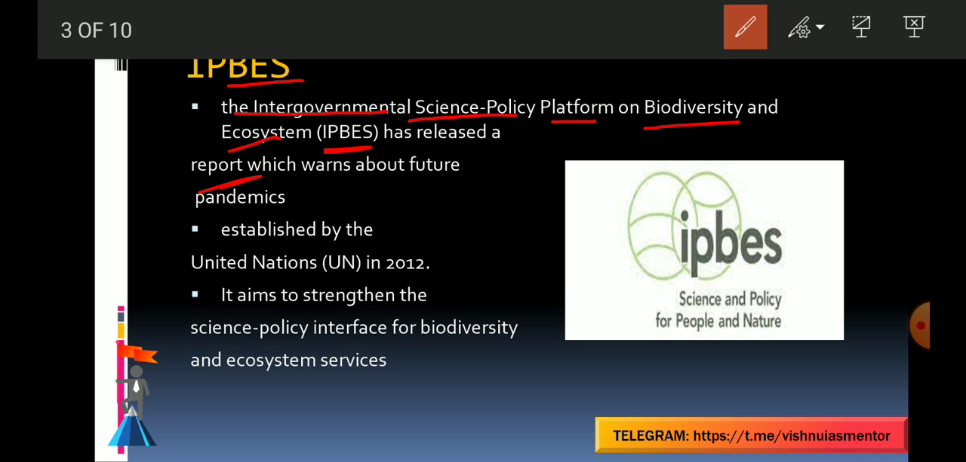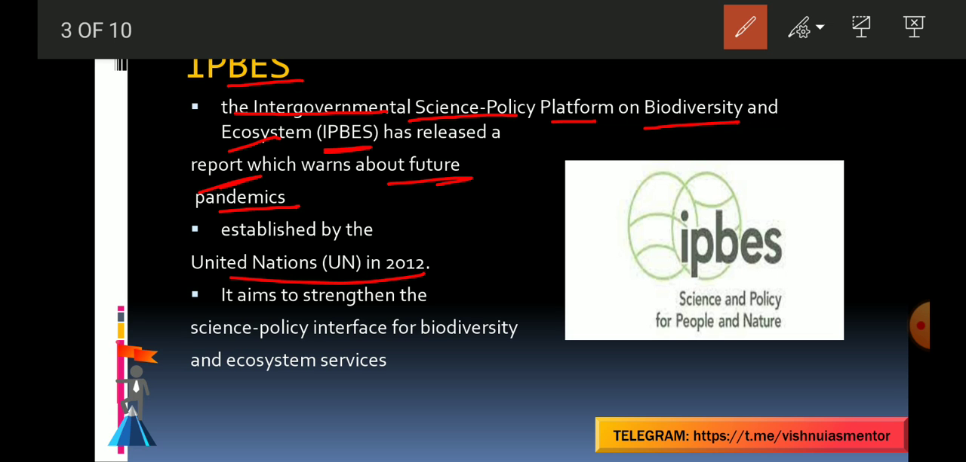So it is a report that warns about future pandemics that are going to come: more frequent emergence, a faster pace of spread, and more damage to the world, killing more people than COVID-19, unless significant measures are taken. That report was released by IPBES, which is an independent intergovernmental body established by the United Nations in 2012.